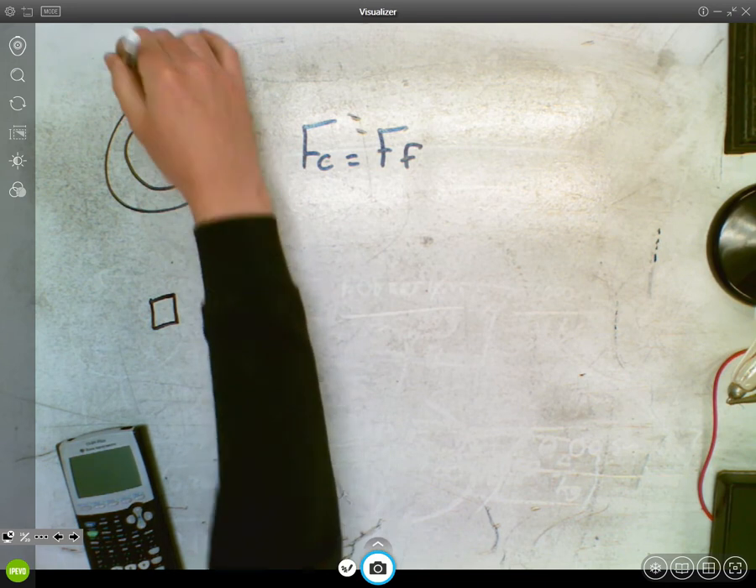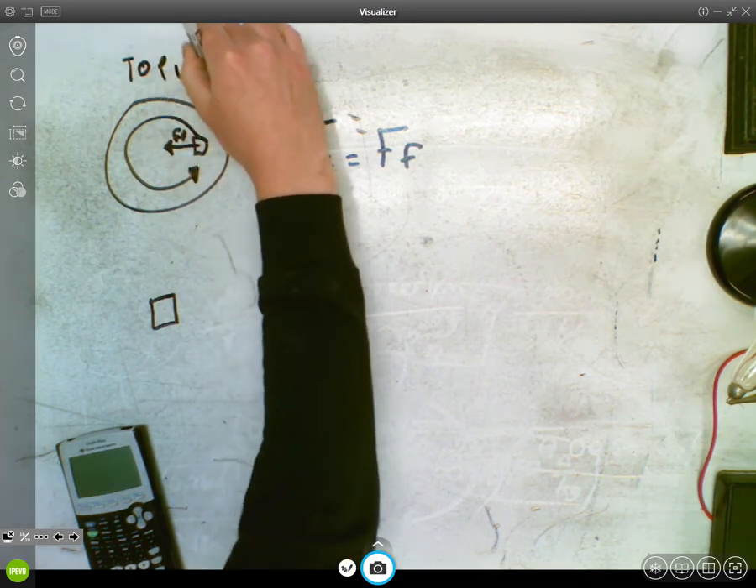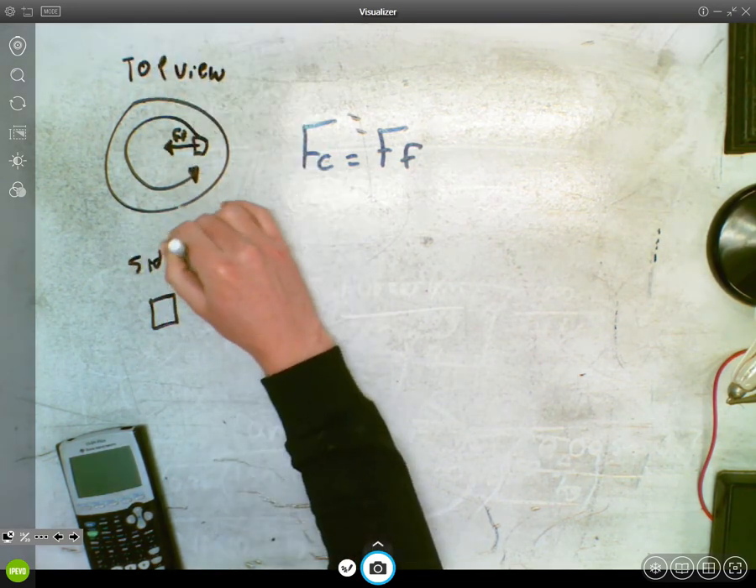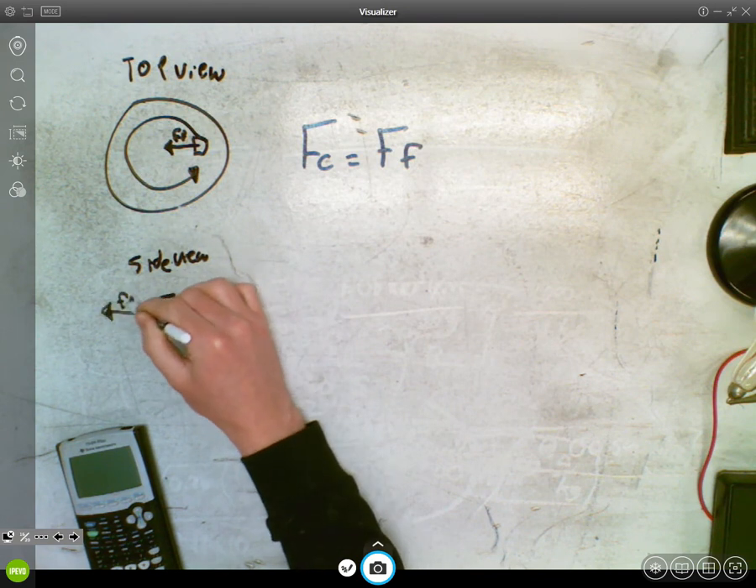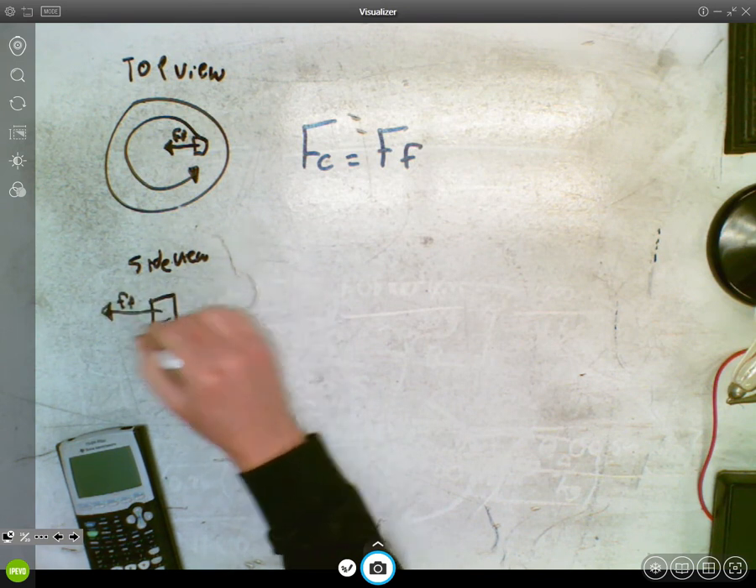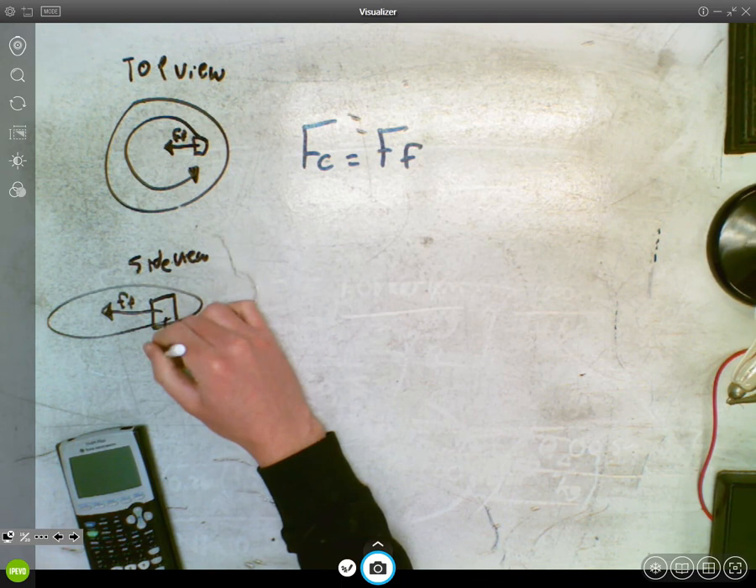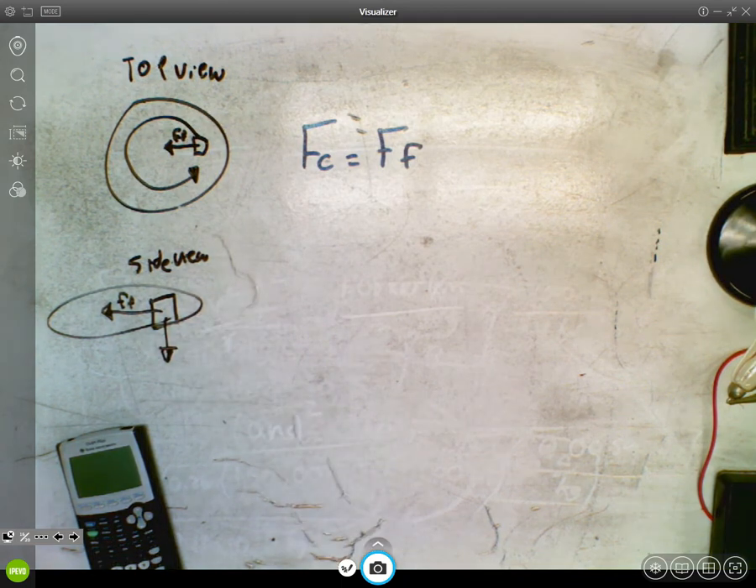If this is a top view, so this is you looking overhead, this is a side view. We want to focus on the things that make it move in a circle. So this is the center of the circle right here. Gravity is going downwards, and gravity doesn't help it move in a circle. So friction is the only thing that makes it move in a circle.